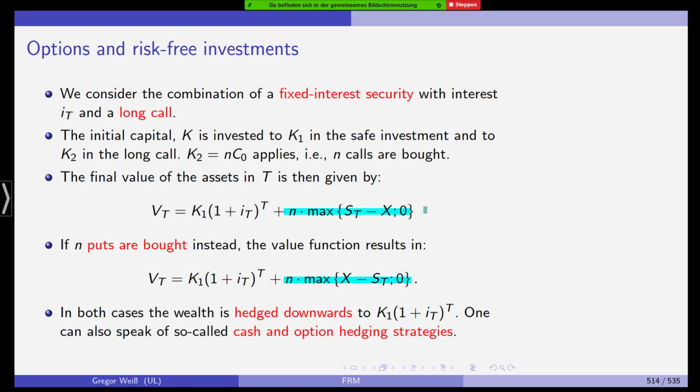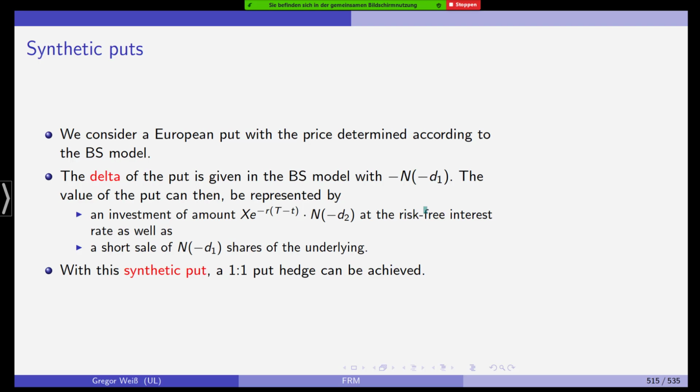Now, this means that you take part of your money and you invest it in the fixed interest security, and not everything is lost in the option contract. So that's a rather very simple way of hedging your investment. You don't go all in the option contract, and you put some money in the risk-free investment.